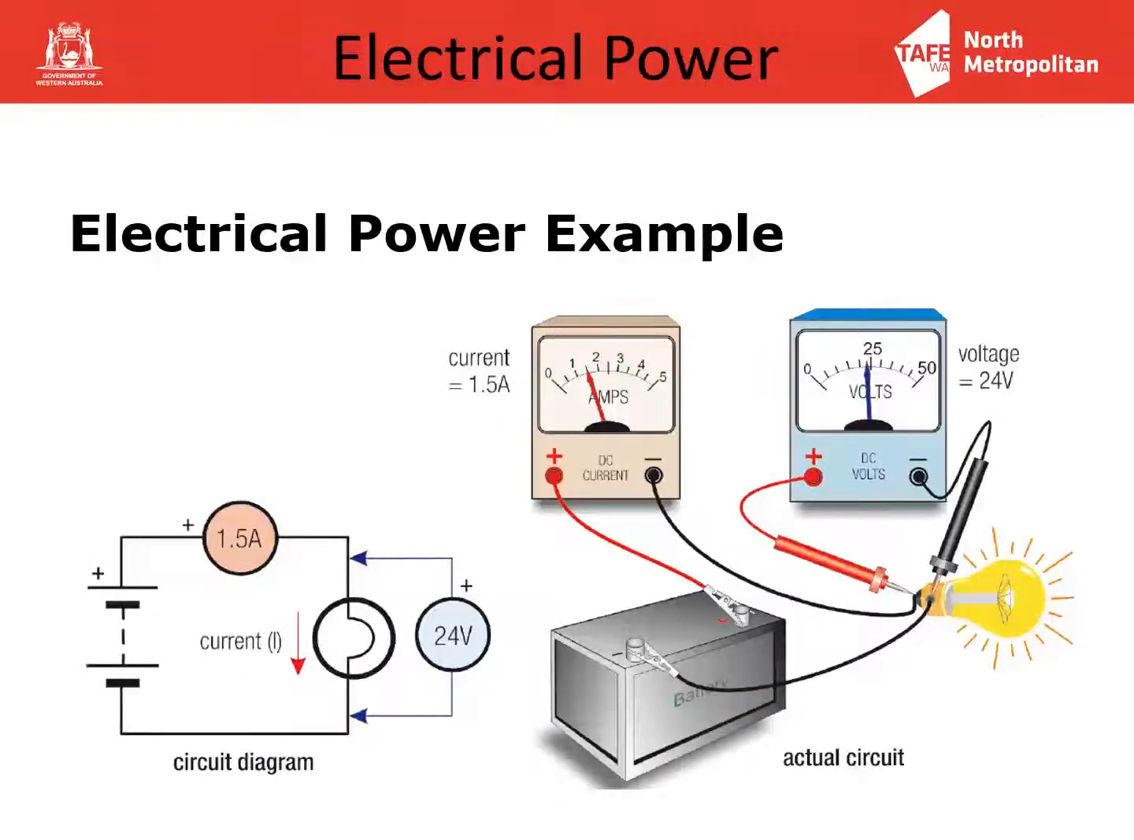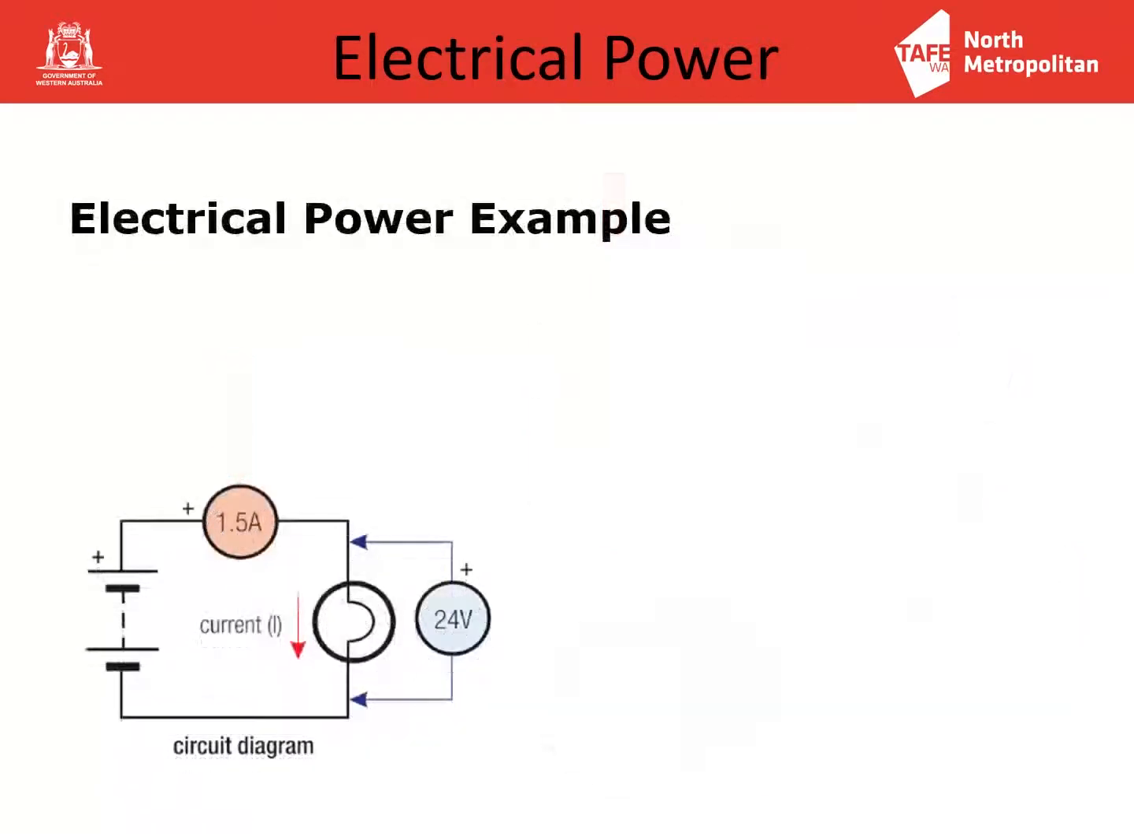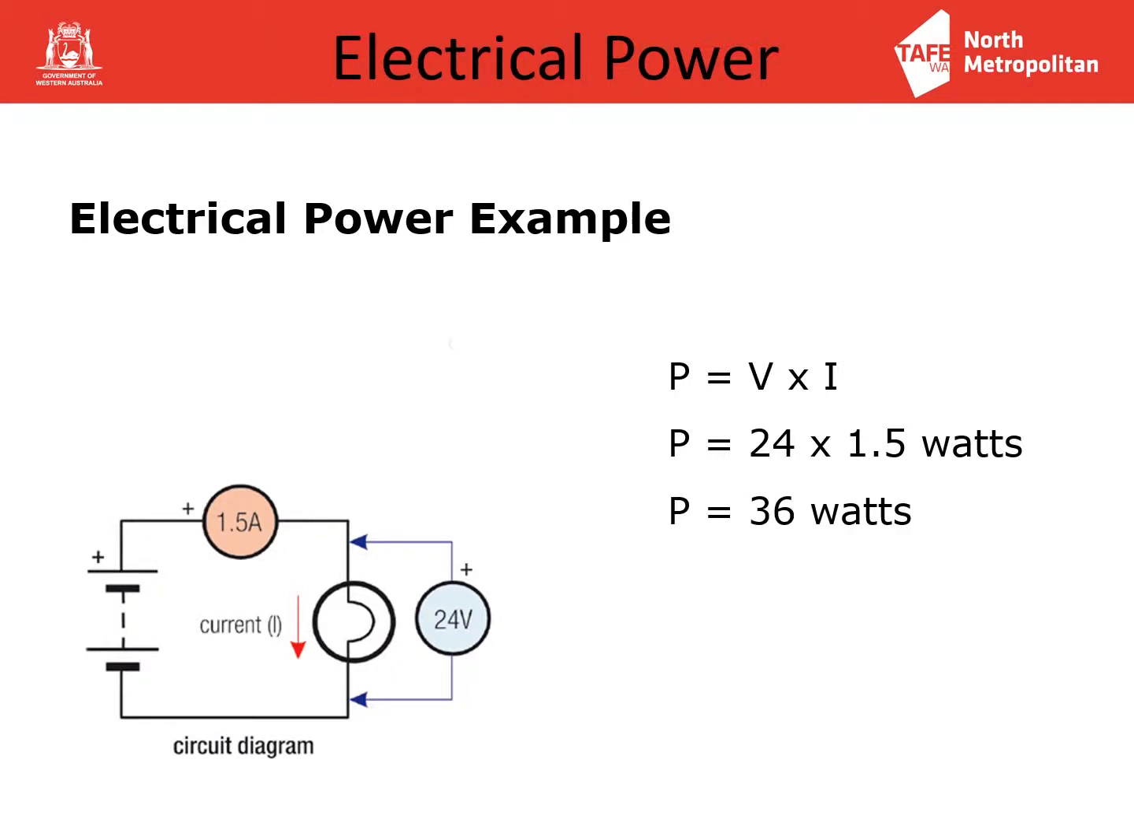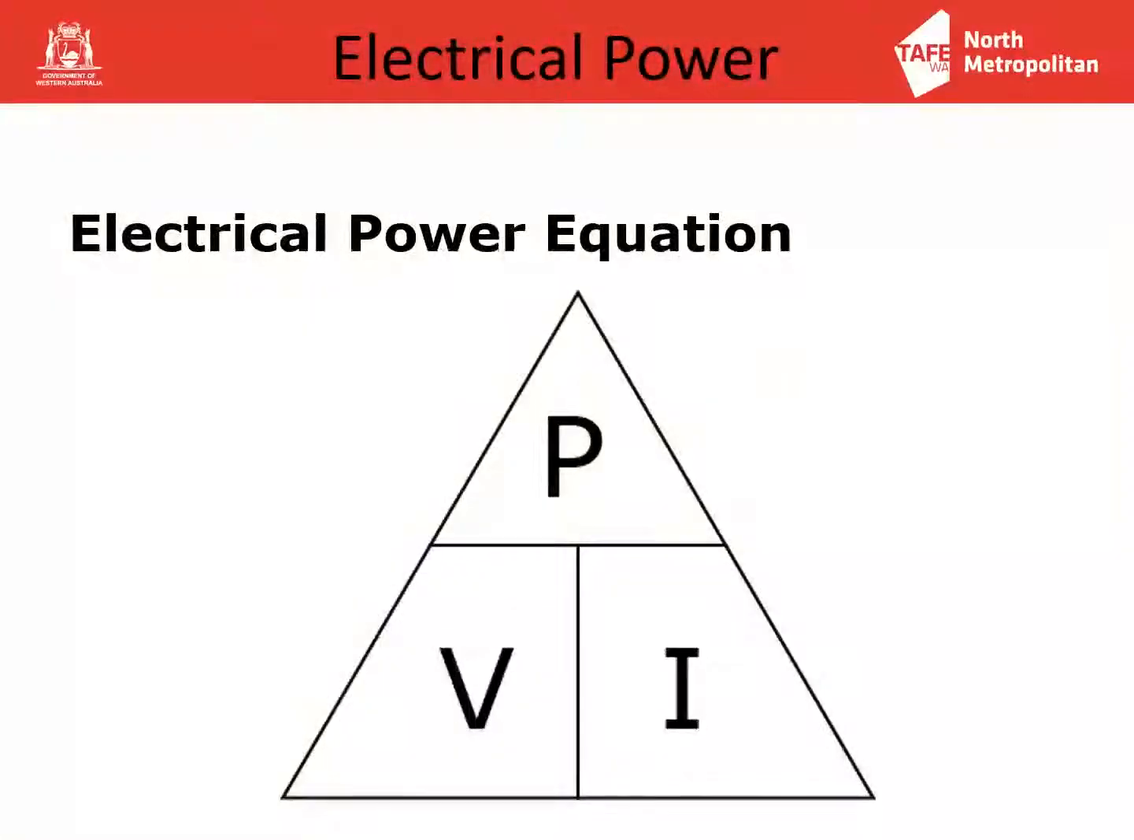With this circuit, we have 24 volts across a light globe, and there is a current of 1.5 amps. Calculate the value of the power dissipated by the lamp. Write down the equation. Substitute the values for voltage and current, and write down the units. Calculate the result. An equation triangle can be used to help in remembering the equation, just like the Ohm's law triangle.